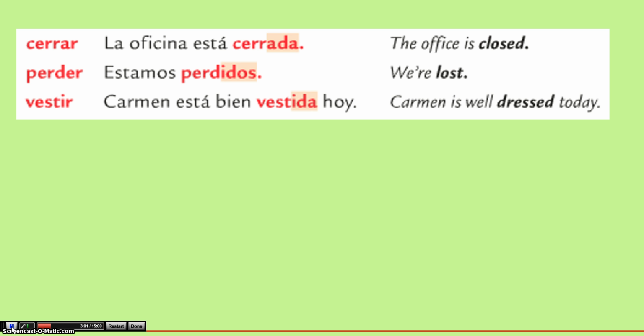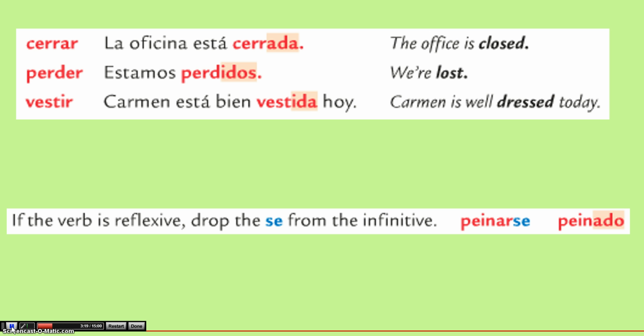And you can even see over on the right, the English translation side, we have a couple more examples of past participles in English, like closed, which is formed from the verb to close, or lost, which is formed from the verb to lose, or dressed, which is formed from the verb to dress. Just a quick other little side note rule: if the verb is reflexive, you are going to drop the se from the infinitive. So a reflexive verb, we don't really actually care so much about the reflexive pronoun when we're using it as a past participle. For instance, peinarse, we're going to kick that se to the curb, and we're just left with peinado.